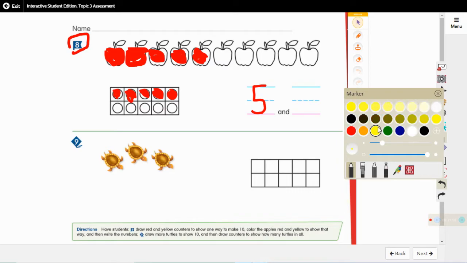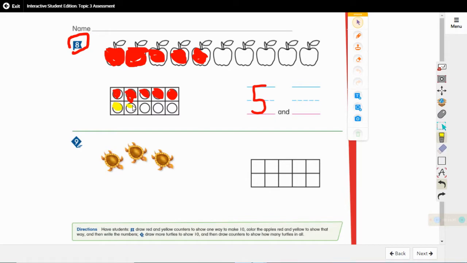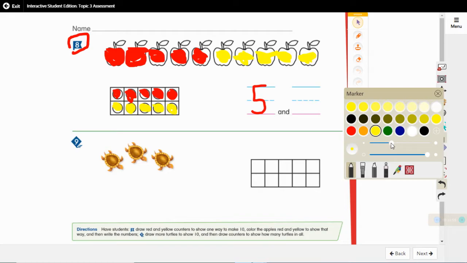Now the rest of my counters I have to color yellow because those are my only 2 colors and I already said I colored 5 red. So I'm coloring the rest of mine yellow. 1, 2, 3, 4, 5 yellow counters. So how many apples am I going to color yellow? I have 5 yellow counters, so I'm going to color 5 yellow apples. And I have 5 yellow counters and 5 yellow apples.